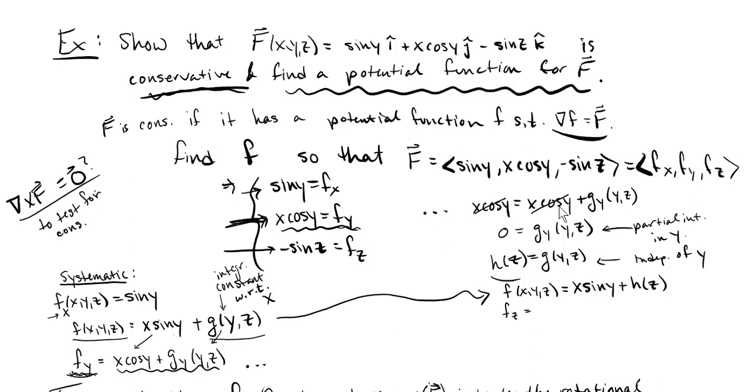Fz, according to our work here, has to equal the x sine y differentiates out. It's just the derivative of h. Since that's a one variable function, I can just call that h prime. I don't need partial derivatives on a single variable function. But that z derivative on h of z just gives us h prime. But we know what f sub z has to equal. Fz has to be negative sine z.